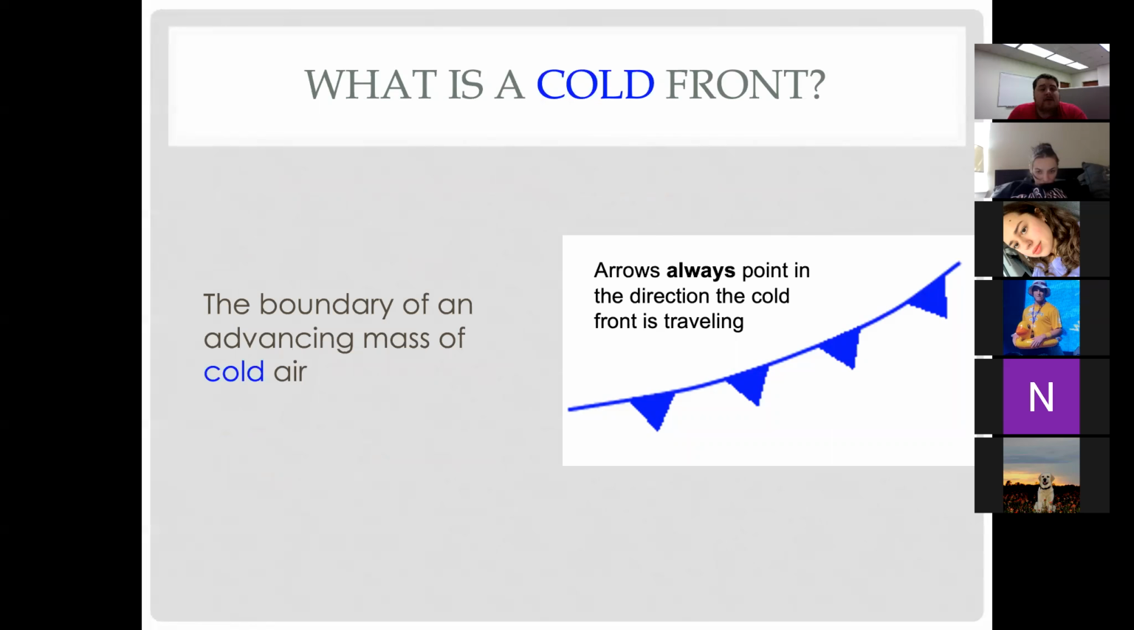A cold front is the boundary of an advancing mass of cold air. We like cold fronts because they cool off the temperatures, and the symbols always point in the direction that the cold front is traveling. So whenever cold fronts are coming from the north, coming down towards Texas, these triangles will be pointed down as they go down Texas towards our area in College Station, for example.